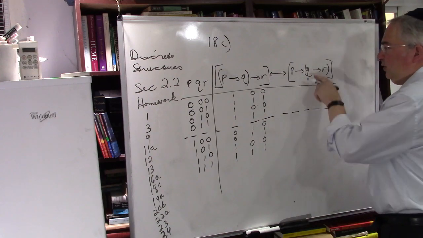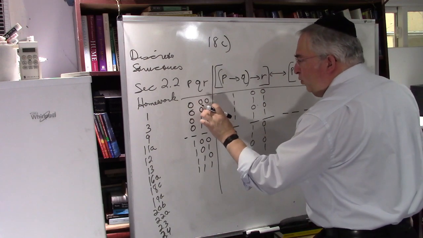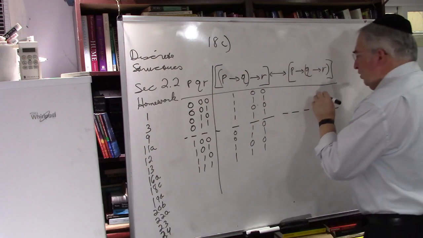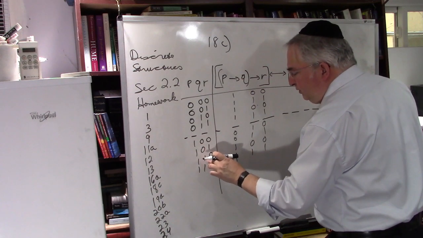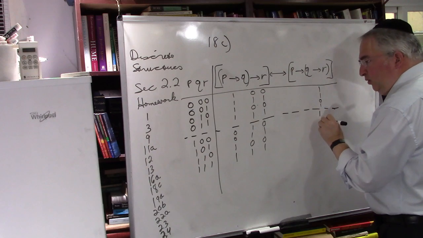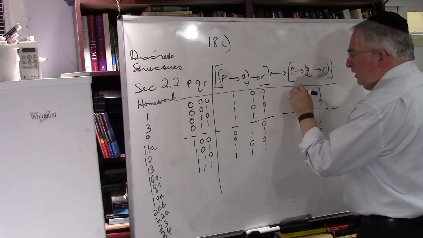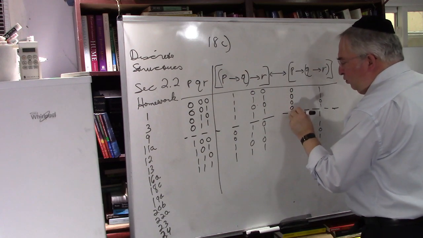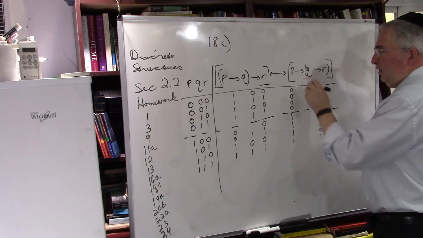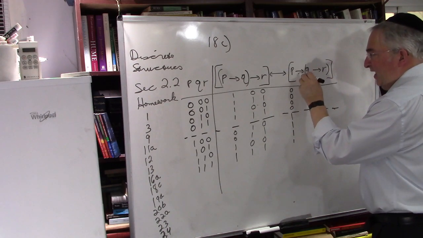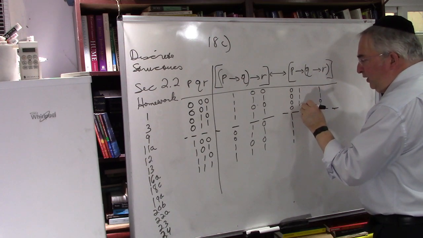Let's do this. So let's do Q arrow R over here first. Q arrow R. 1, 1, 0, 1, repeated for each block. Great. Now P, let's write P, 0, 0, 0, 0, 1, 1, 1, 1. Okay, now do the arrow. We're dealing with this arrow. So 0 anything is 1. So this is 1, 1, 1, 1.